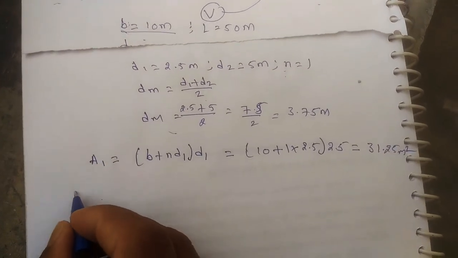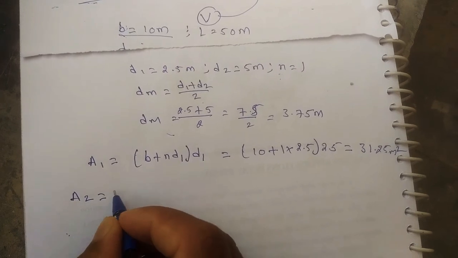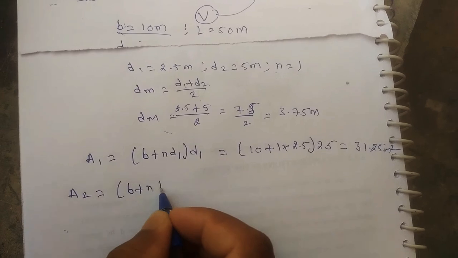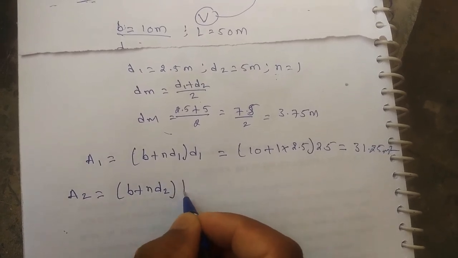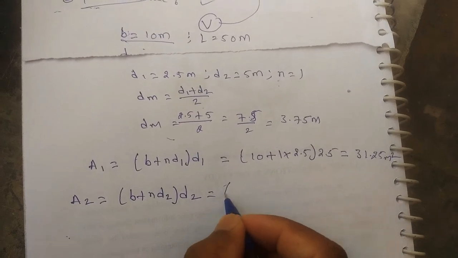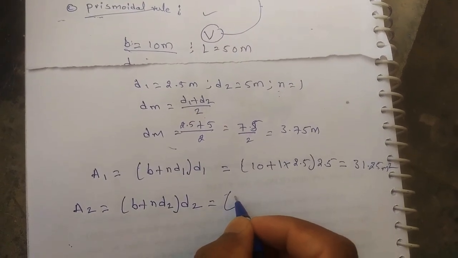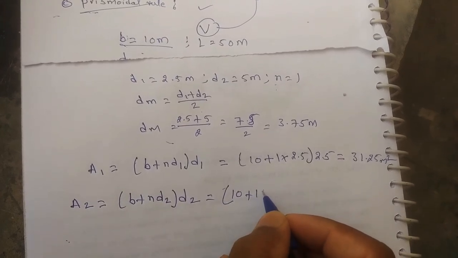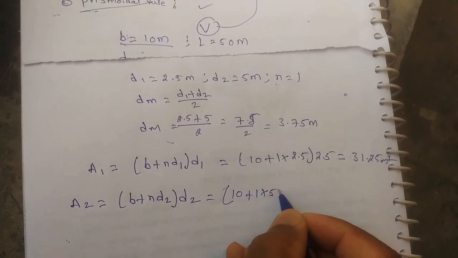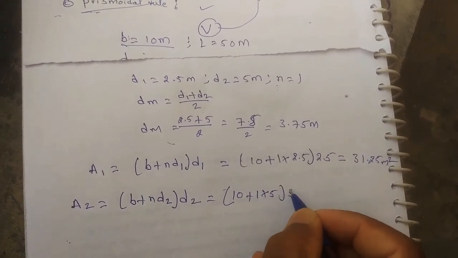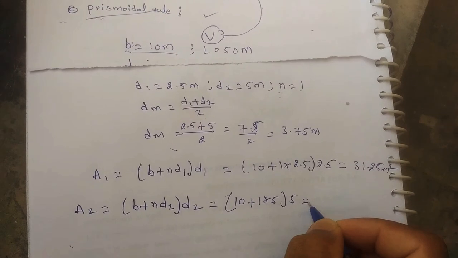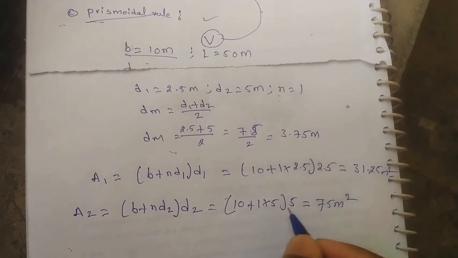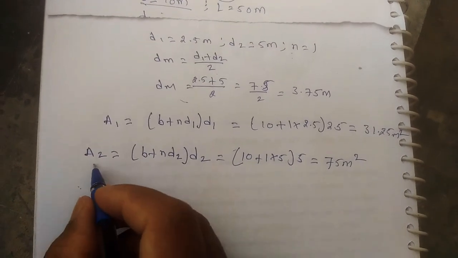Similarly for area 2, again (B plus n into D2) into D2. So the bed width is 10 plus 1, the slope n, into depth D2 which is 5, and this one is also 5. From this you will get the area as 75 meter square. See, I am calculating only areas.